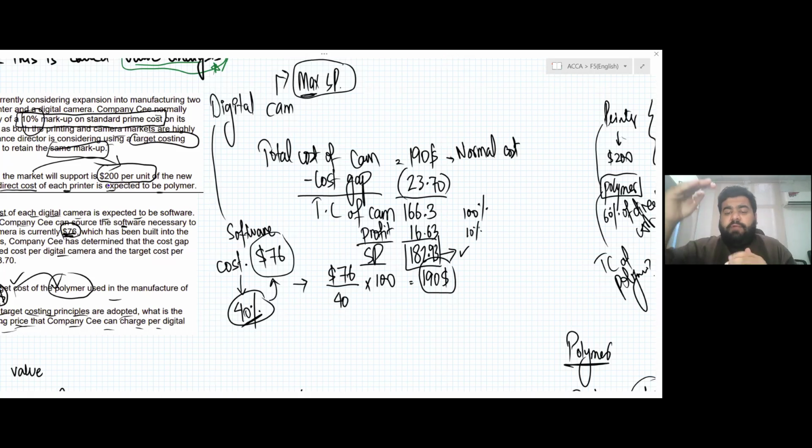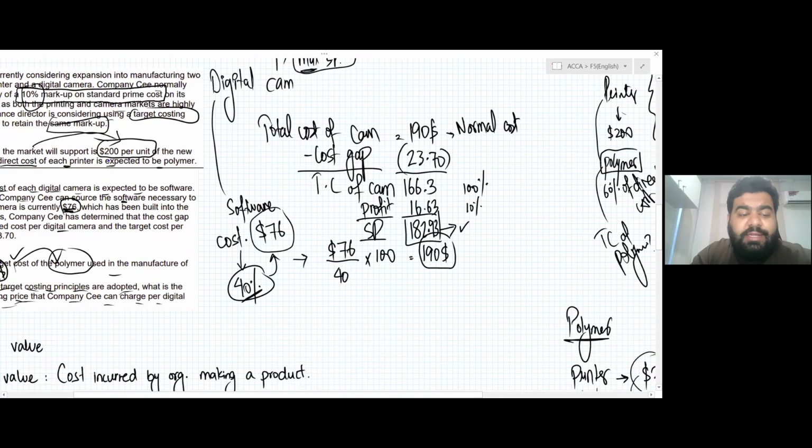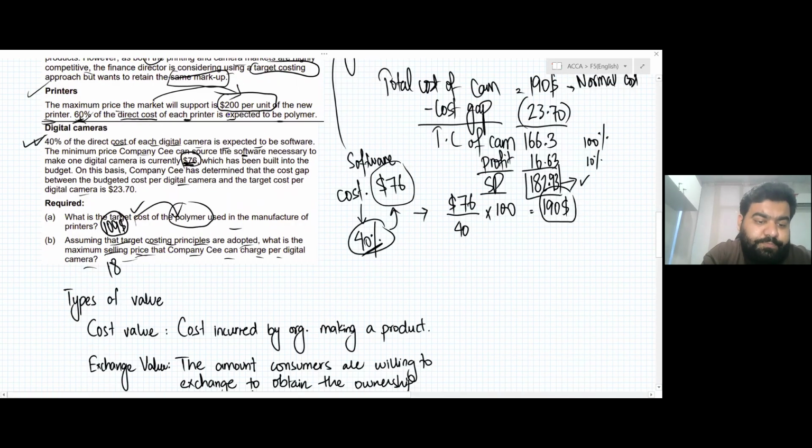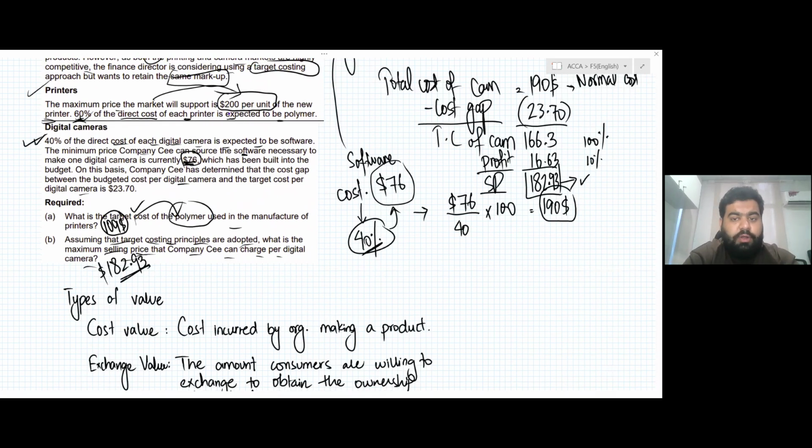That's why we have deducted the cost gap from the total normal cost to calculate the target cost. After that, we added the profit to the target cost and calculated the proper selling price. 182.93 is the answer for the maximum selling price of the digital cameras. Okay, so now the question has been done.